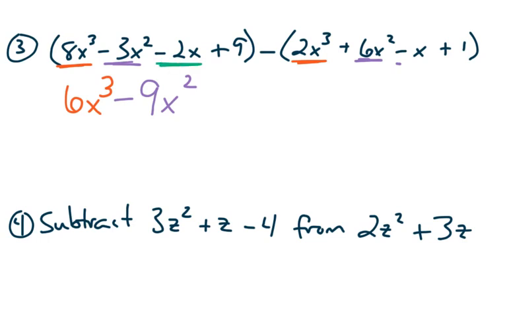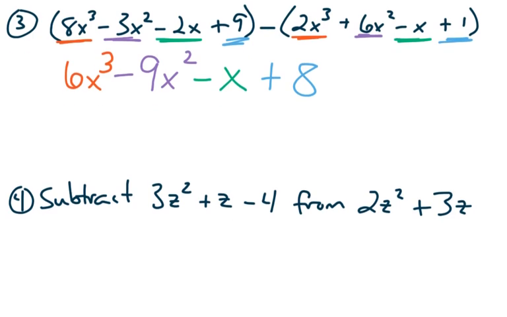Then we'll go to the x's. Negative 2x, negative x. So we'll have negative 2 minus negative 1. Negative 2 minus negative 1 is negative 1. Be like negative 2 plus 1. So minus x, and then our constant terms, we got positive 9, positive 1, 9 minus 1. That is positive 8. So there's your answer for number three. 6x cubed minus 9x squared minus x plus 8.